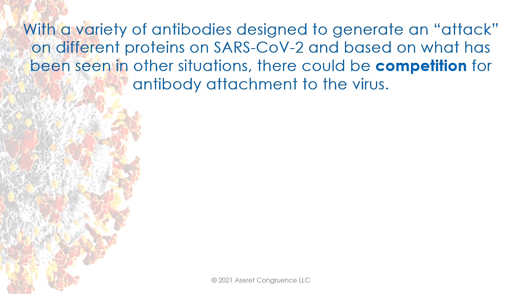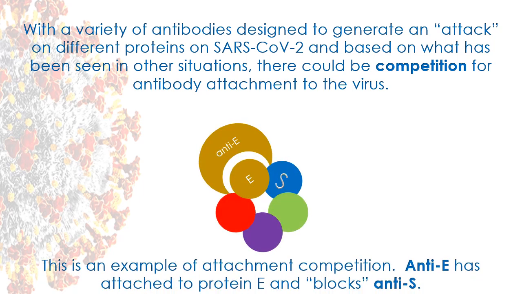So if I only count on my immunity based on the fact that I had COVID-19, I need to take into account that I'm going to have a variety of antibodies that will potentially attack SARS-CoV-2, but they're not all effective. In fact, this is one thing that could happen. So let's say anti-E is already attached to the virus. Anti-S, the effective antibody, comes along, cannot attach because it's blocked, and it goes away.